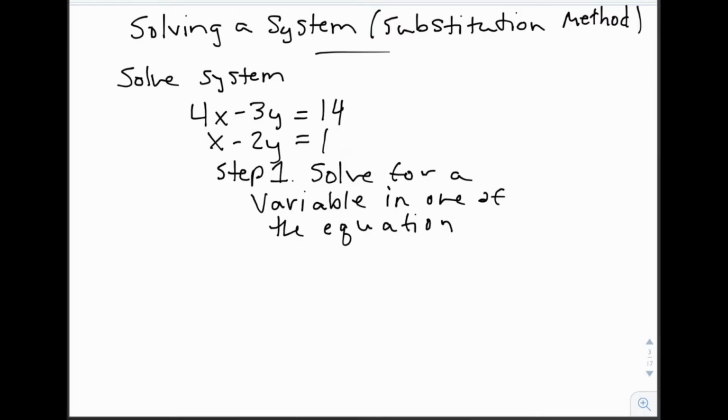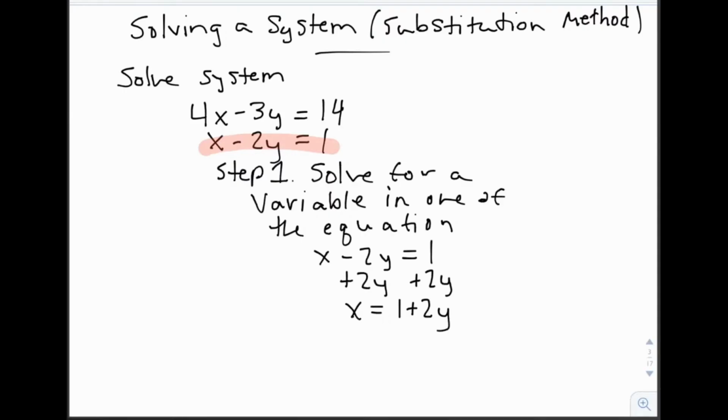So let's go ahead and look at x minus 2y is equal to 1 and try to solve it for x, because this would be very convenient. So x minus 2y is equal to 1. We can go ahead and solve for x just by adding 2y over to our right hand side. So this will give us x is equal to 1 plus 2y.